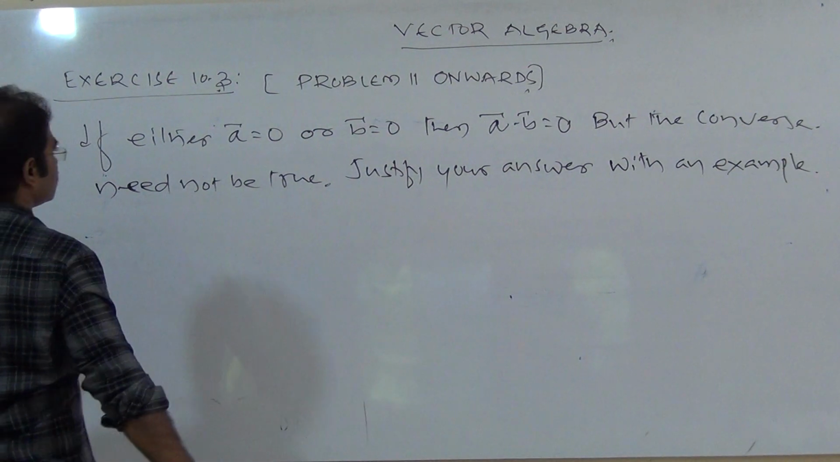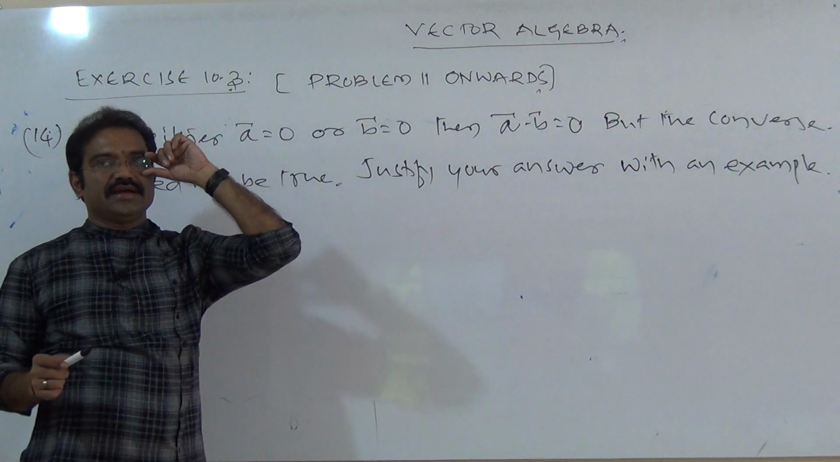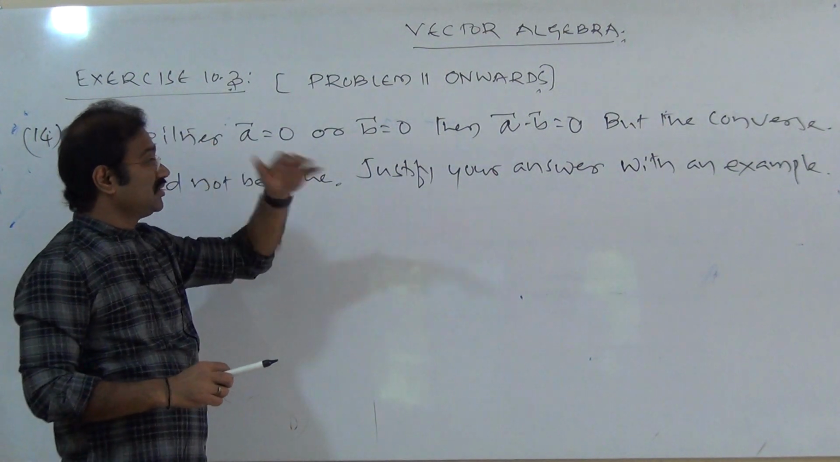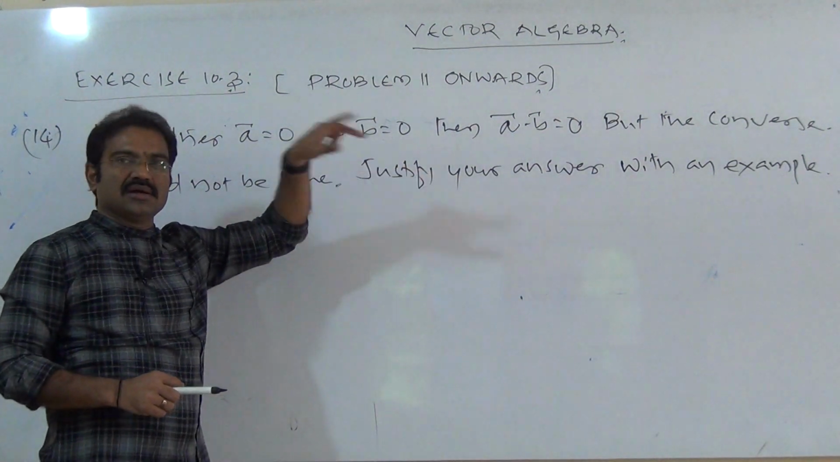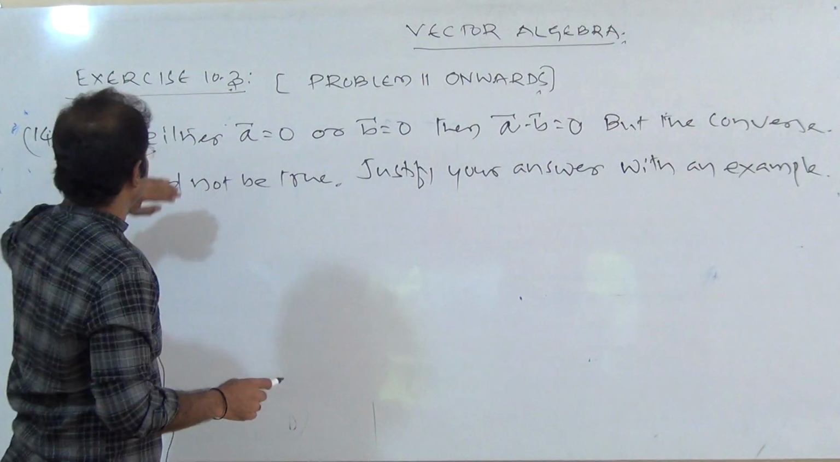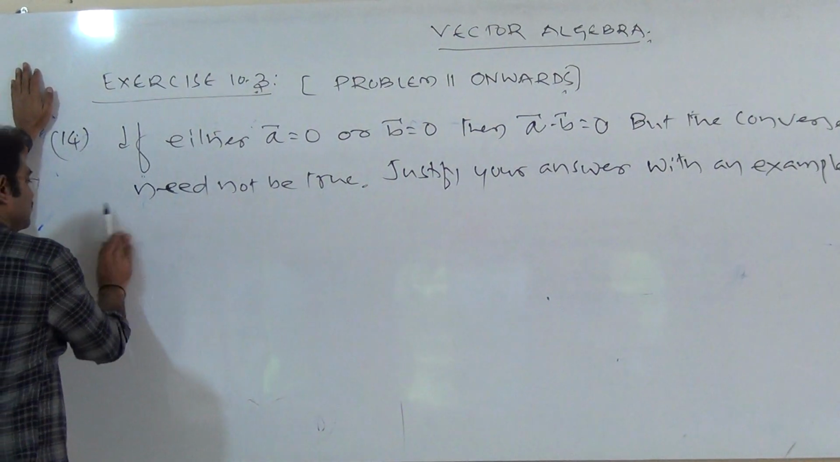If either A equal to 0 or B equal to 0, then A dot B equal to 0. It is okay, because if any one of them is 0, obviously multiplication with a null vector gives the answer. But the converse need not be true. Justify your answer.